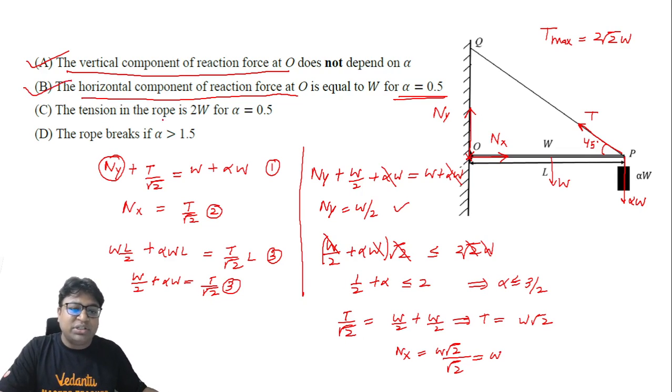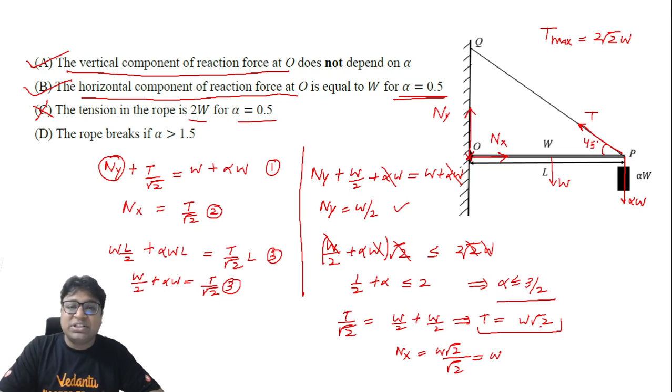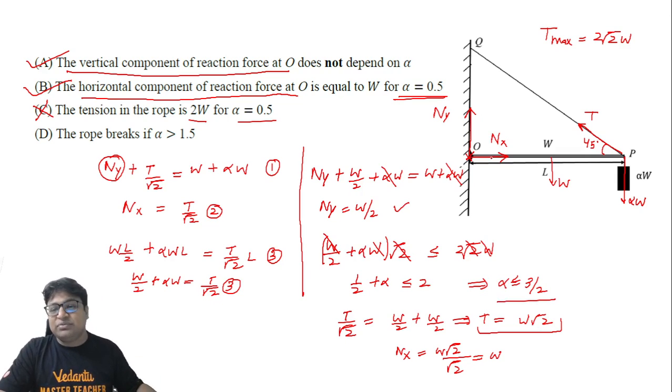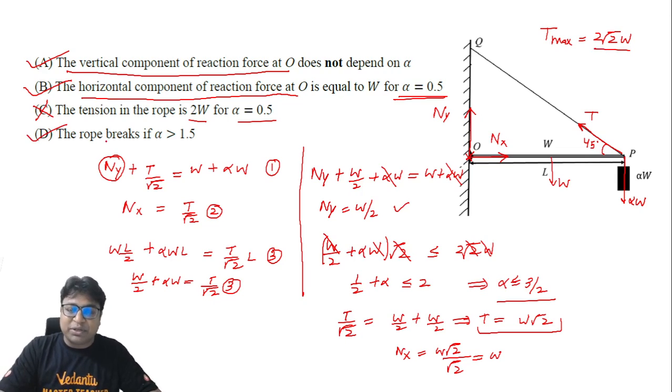Now option C says the tension in the rope is 2W for alpha equal to 0.5. If alpha is equal to 0.5, then we already figured out the value of tension in that case, and it comes out to be W root 2. So obviously option C is incorrect. Option D says the rope breaks if alpha becomes more than 1.5. Again, we have already figured out that alpha must remain less than or equal to 3 by 2. Otherwise, tension will try to become more than the allowed value, and hence the rope will break. So option D must also be correct. So for this particular question, A, B, and D would be the correct answer.